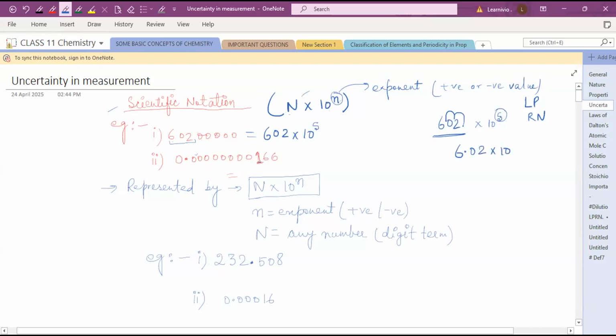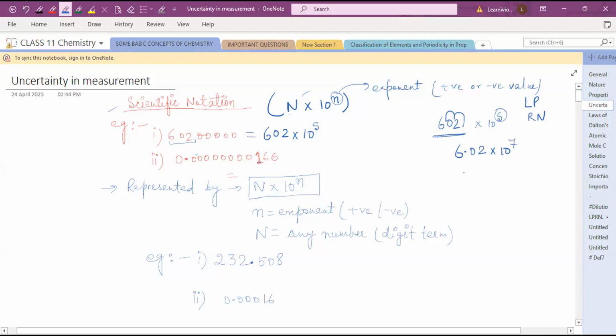The previous exponential power was 5, and we have shifted two digits, right? Two digits leftward. So we have to add on this. We have to add 2, so 5 plus 2 will give you 7. So 6.02 into 10 raised to the power 7.